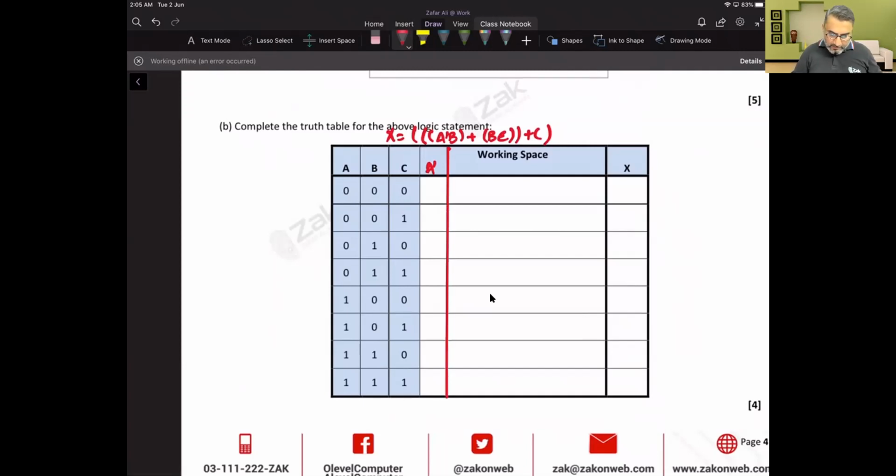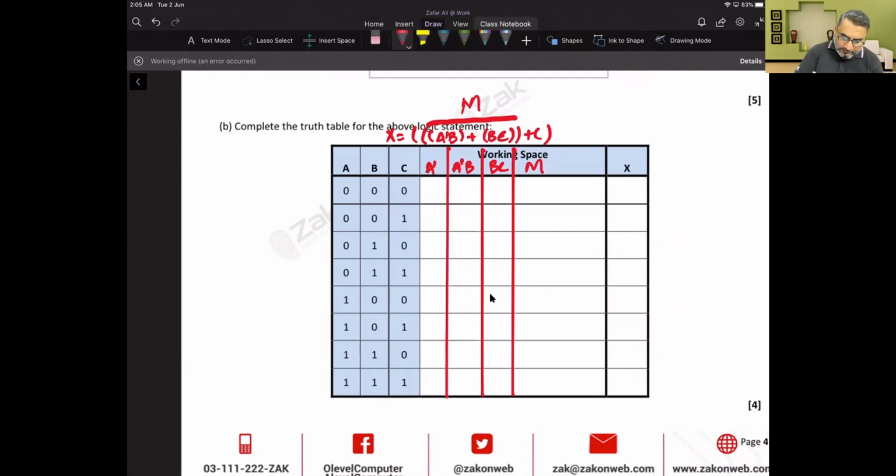Then we have to find A naught B. Then we have to have B and C. And then we have to have this whole thing, A naught B plus B and C. A naught B plus B and C, let's call it M. So we have to have M. And then when M is ORed with C, the answer would be X.